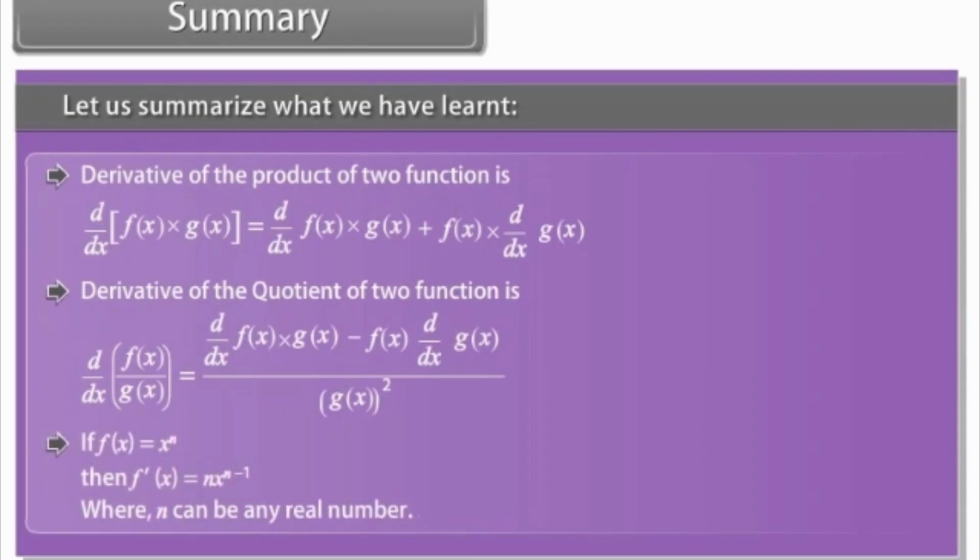If f of x is equal to x raised to the power n, then f dash of x is equal to n into x raised to the power n minus 1, where n can be any real number.